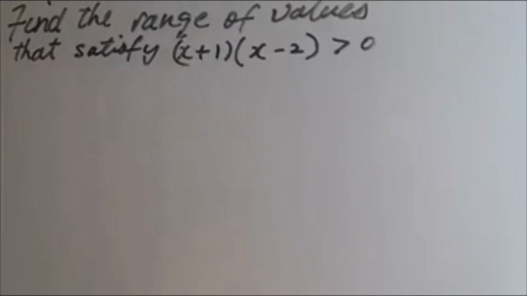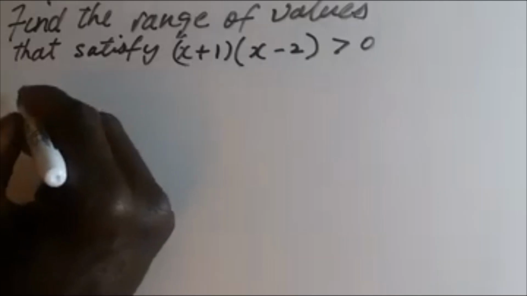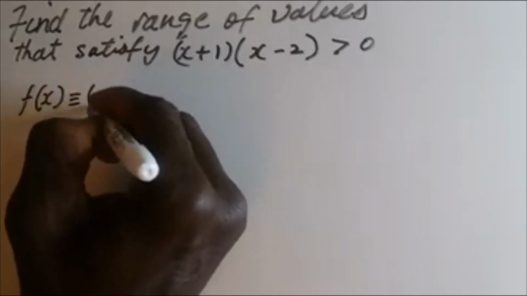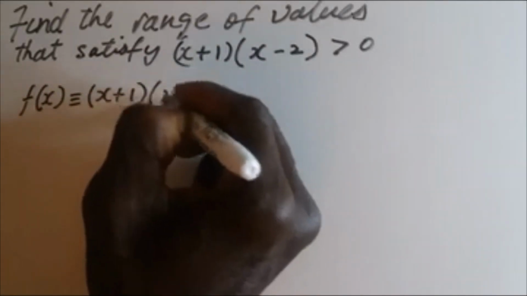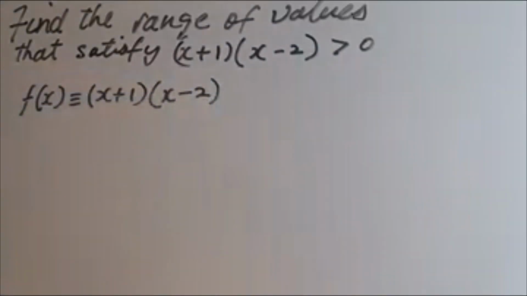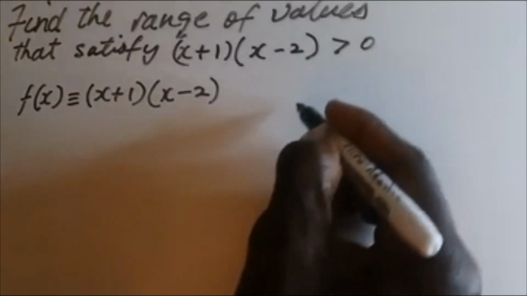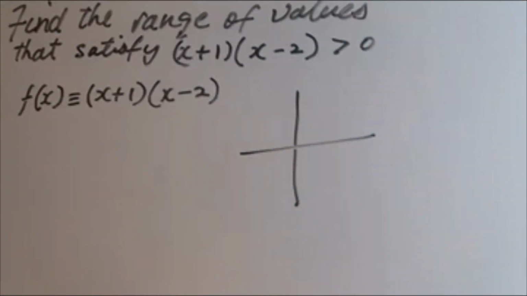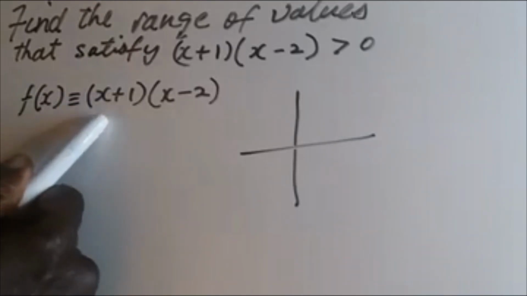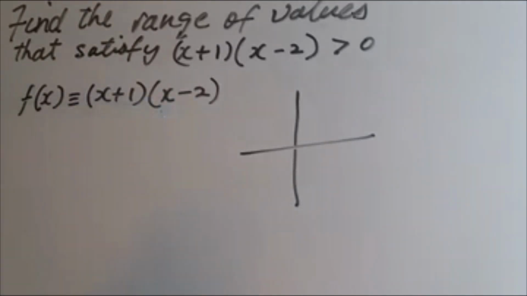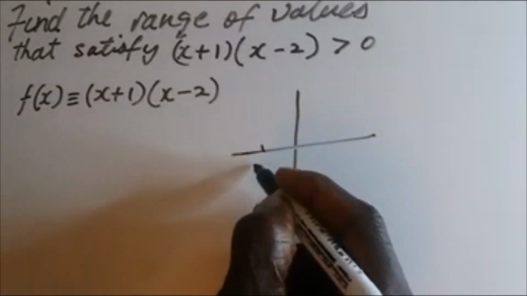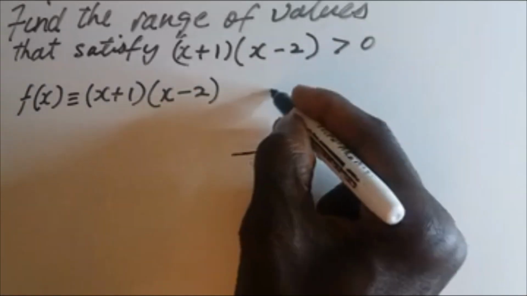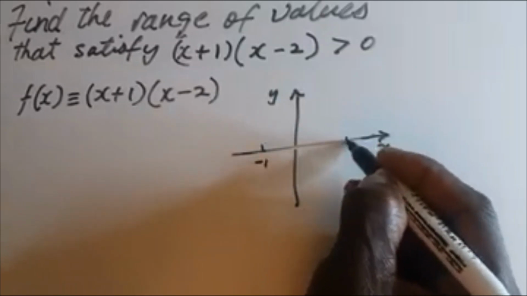Here's the next inequality. So we have f of x now is x add 1, x minus 2. Our zeros of this function will be at -1 and also at 2. So we have -1 here. And we can have this as 2.